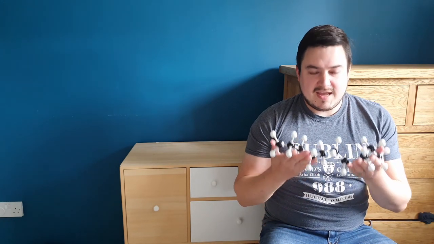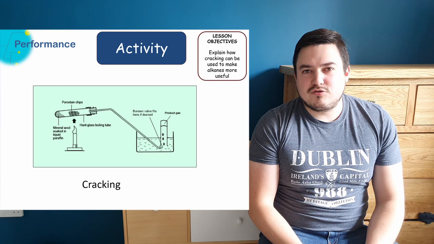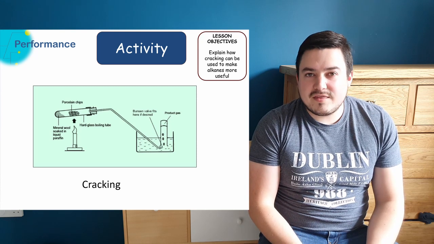When chains of hydrocarbons are too long, they become less useful. So we need shorter chain hydrocarbons to make them more useful at the minute. So we can take those long chain hydrocarbons. This one, for example, has 10 carbons in it, and we can break this chain to make it shorter using cracking. This diagram shows you a setup for one method of cracking.